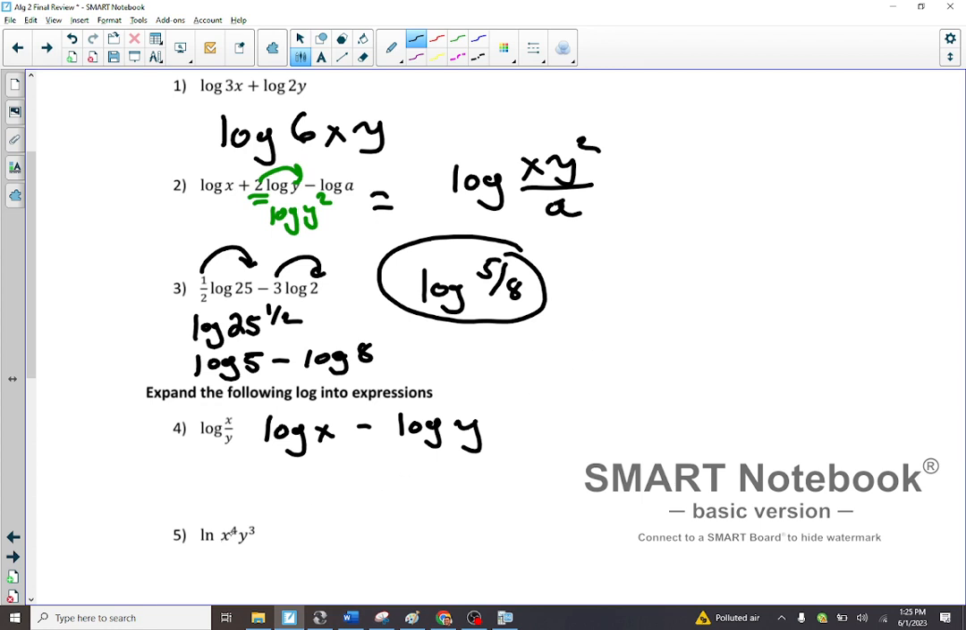In this one, x to the fourth power is being multiplied by y to the third power. So I can separate that with a plus sign. But they also have exponents. Exponents can be moved to the front of the log. Okay, so it's 4.